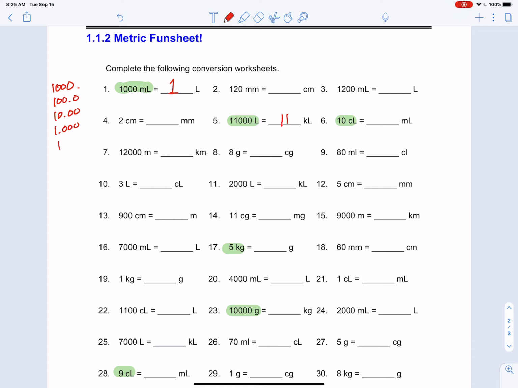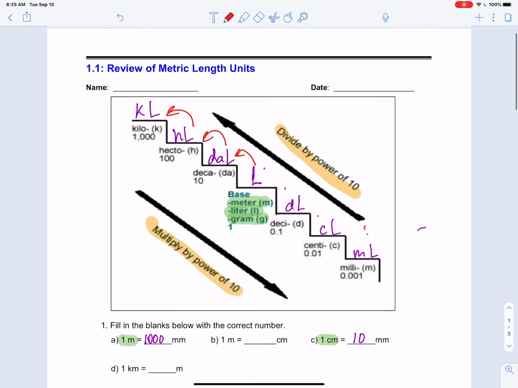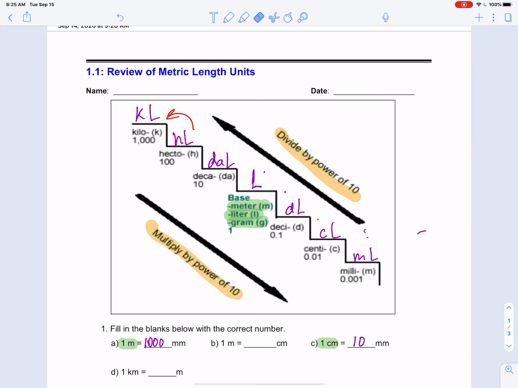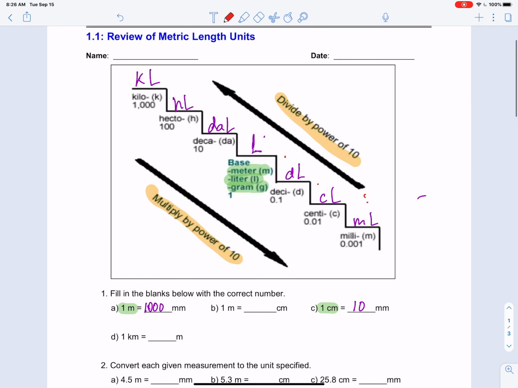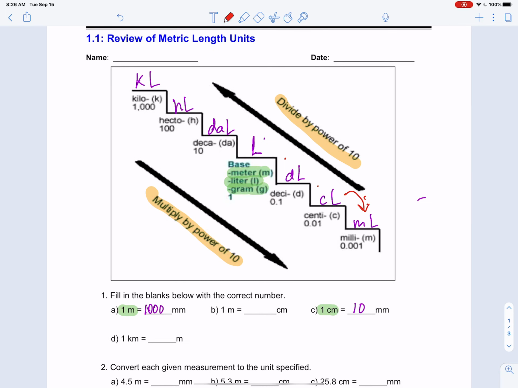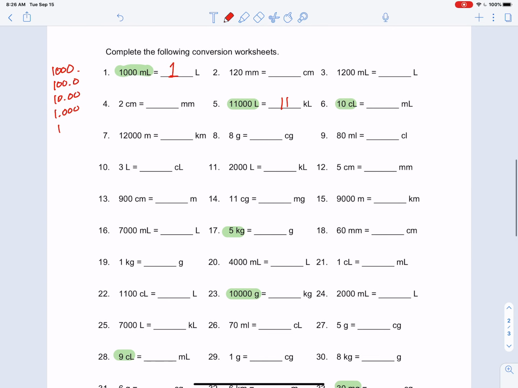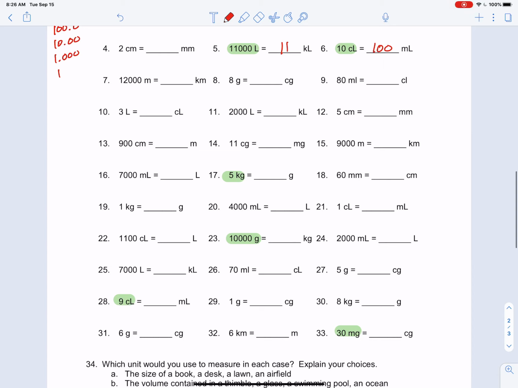All right, let's try the next one here. This is centiliters, and I'm going from centiliters to milliliters. That is 1 single step down. That is going to be a multiplication by 10. So you're just adding 1 zero to your original. So instead of 10 centiliters, it will be 100 milliliters. Let's do 28, which is in liters as well. It's the same conversion, centiliters to milliliters. So once again, you're going to add a 0, and that would go right to 90 milliliters.